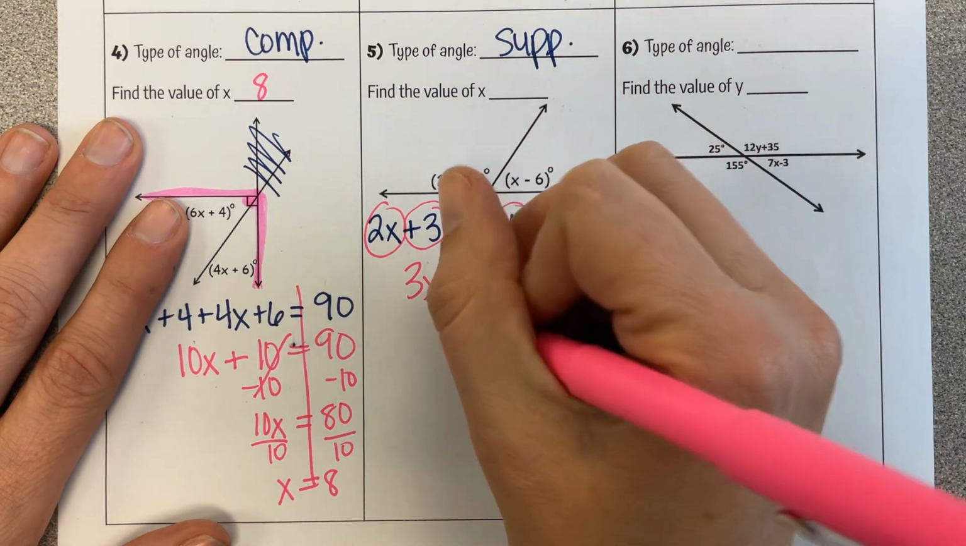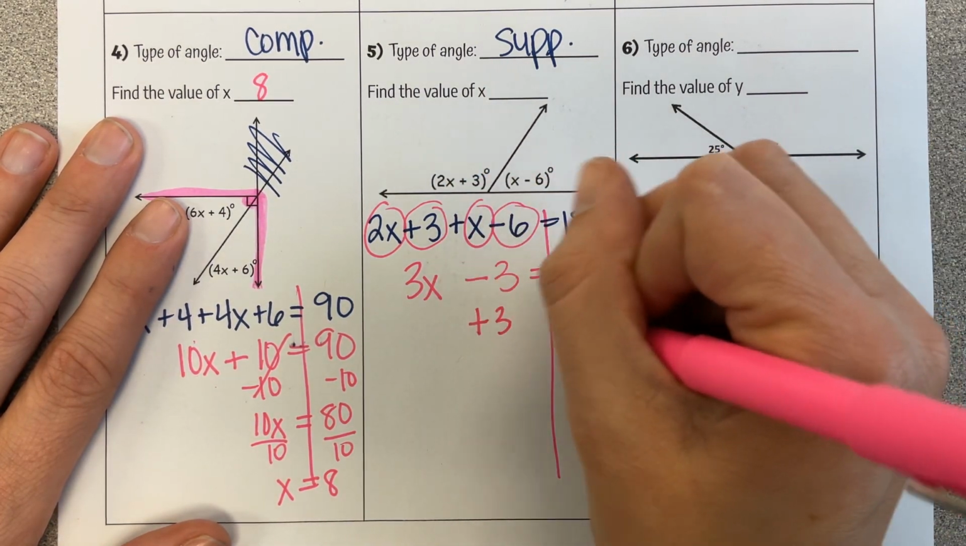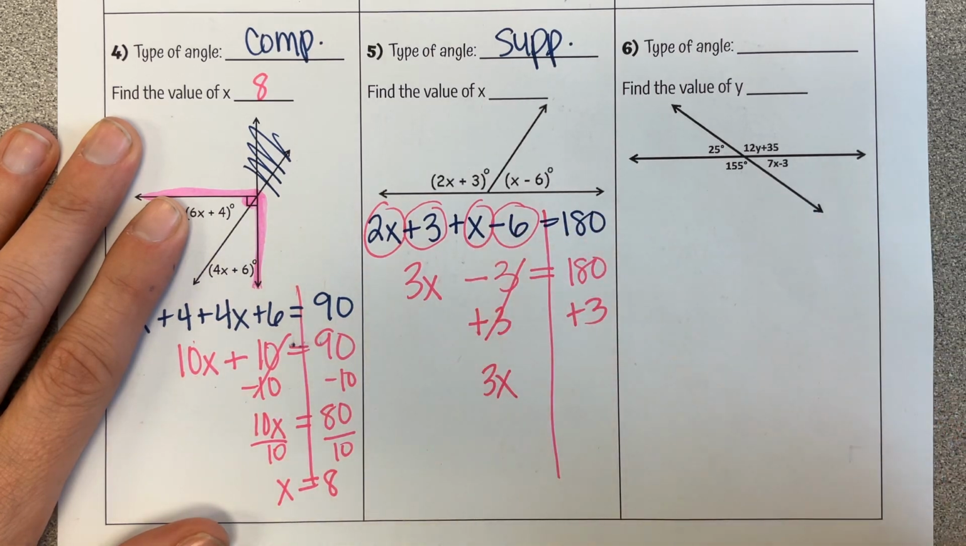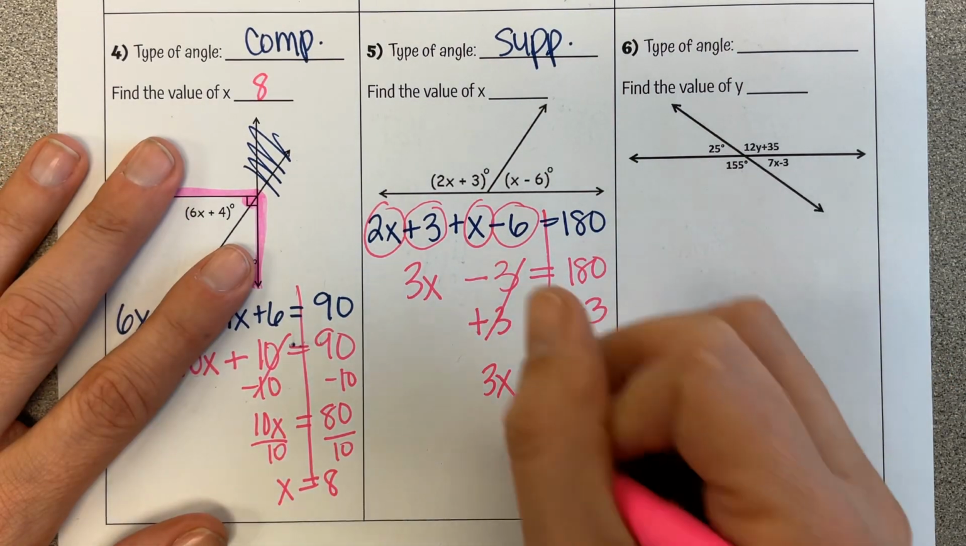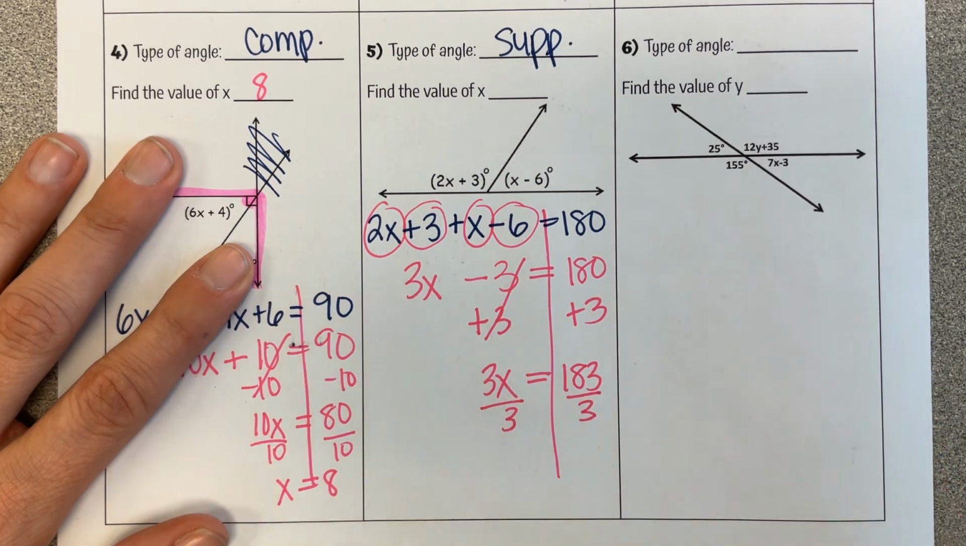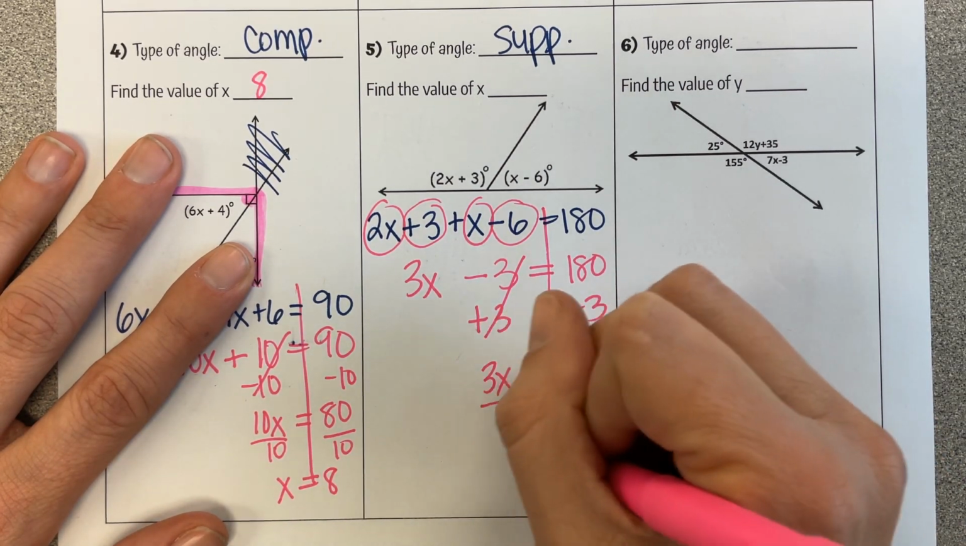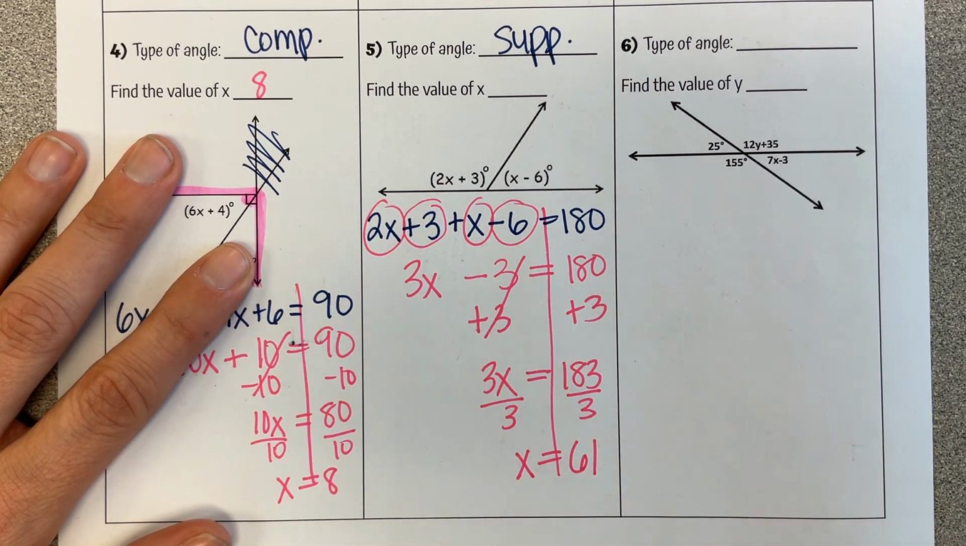If we have negative 3, we're going to add 3 to both sides. We get that 3x is equal to 183. Divide each side by 3. We get that x is equal to 61.